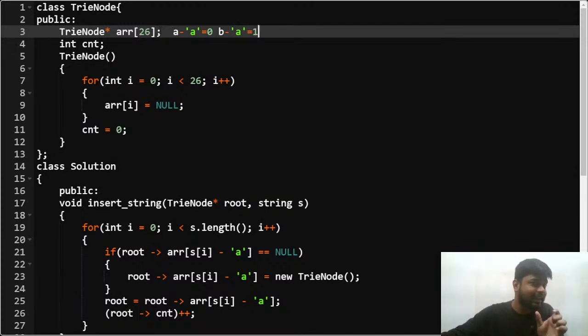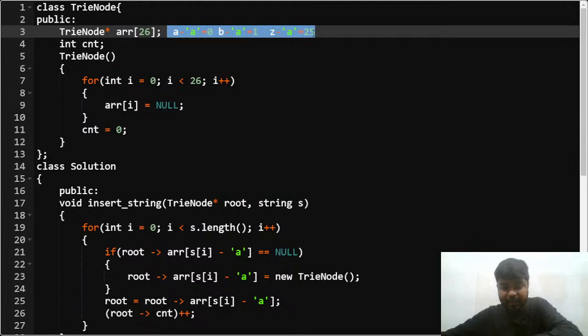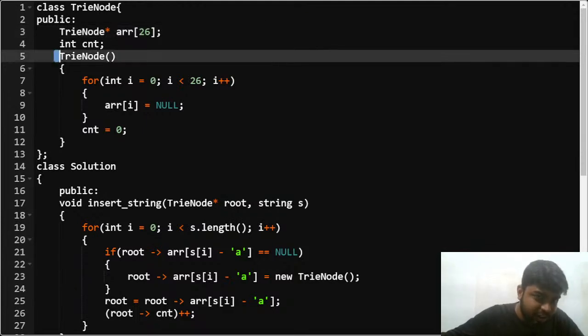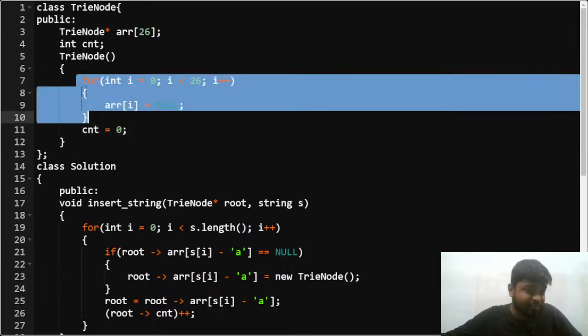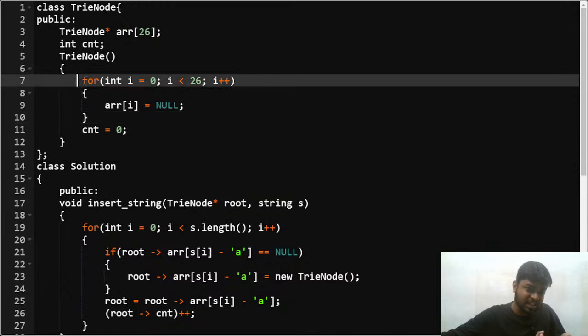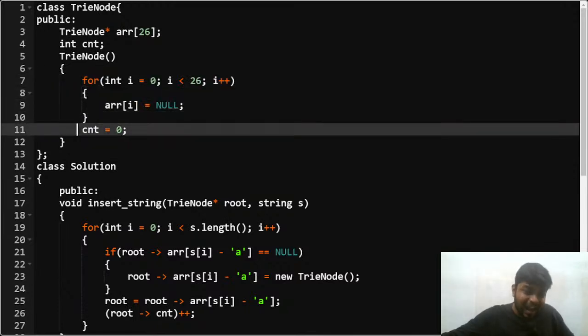I have not made a character array because the indexes are 0 to 25. If I do A minus A, it gives me 0. If I do character B minus A, it gives me 1. If I do Z minus A, it gives me 25. This is how I'm representing it, and I'll have the count as well. Now I've declared a constructor for this trie in this class. For all the 26 alphabets, I've initialized the pointers to null, and I've marked my counter as 0.